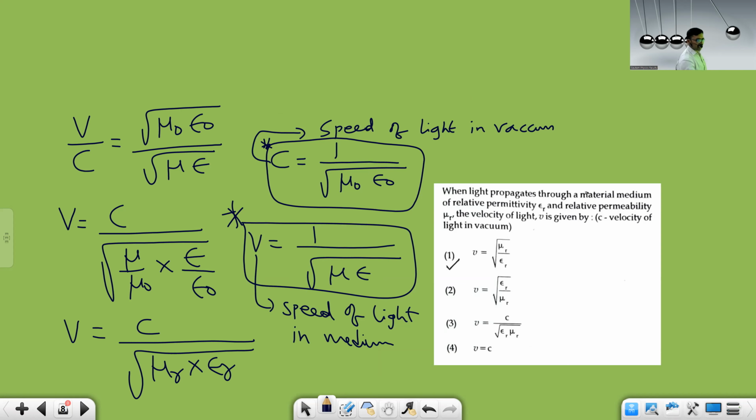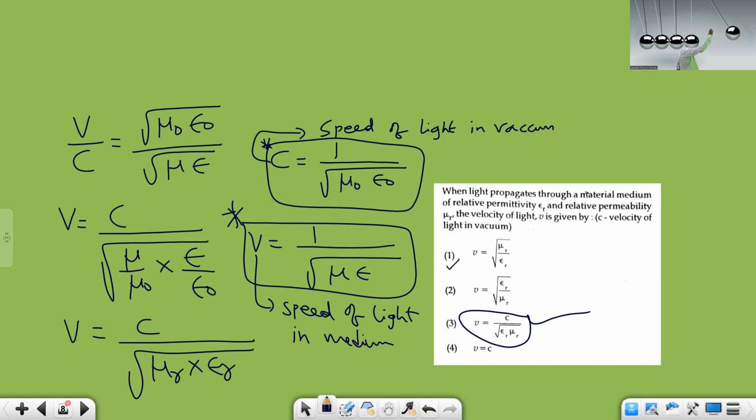So my answer is V equal to C by square root of mu r epsilon r, and that is the third option I got for this sum. This is a standard formula. These topics you can also observe in optics as well as in electromagnetic waves.